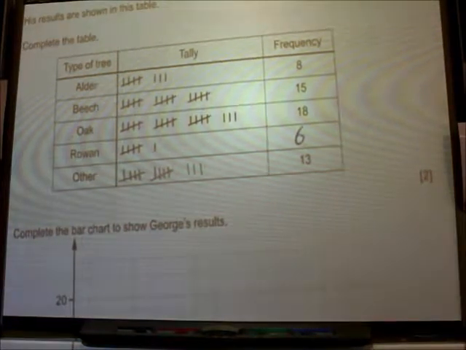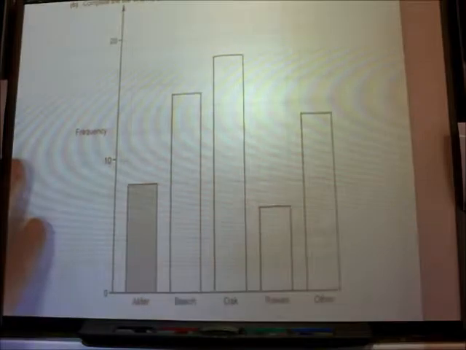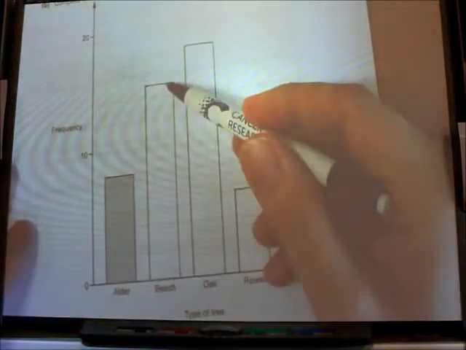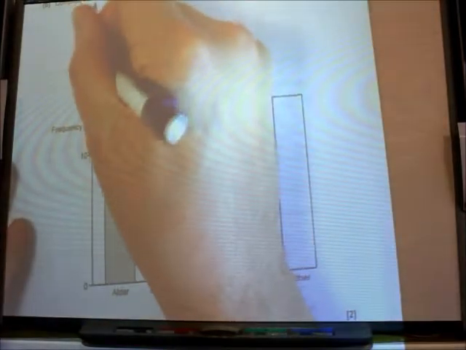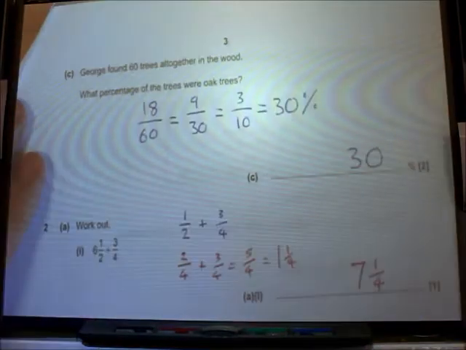And underneath it says complete the bar chart to show George's results. Get your ruler, get a pencil. Do not do it in pen. Do not try and do it freehand. It must be done with a ruler and a pencil. The only tricky bit here I can see is, for example, on beach, it goes up to 15. So on beach, you've got to make sure you're putting it to 15. If it'll help you, there's nothing wrong with writing these numbers in here. Notice how it goes up in 2s. So 15 is there between the 14 and the 16. Fairly straightforward, 4 marks.